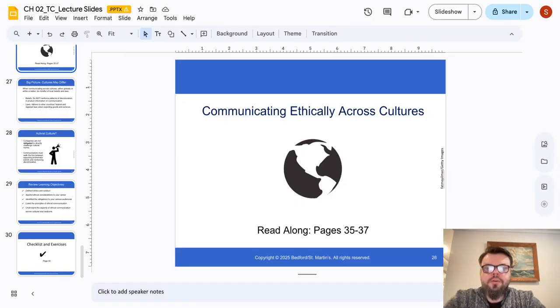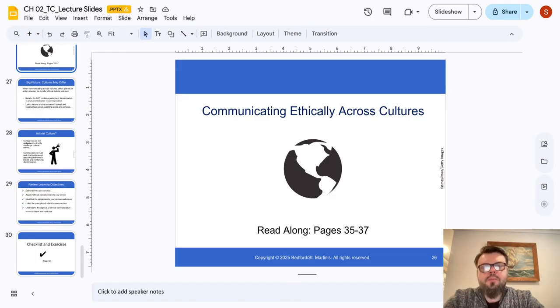This slide introduces one of the most challenging areas of ethical technical communication: working across cultures. When organizations operate internationally, they don't just encounter different languages, they encounter different ethical norms, social expectations, and legal frameworks. What seems normal or acceptable in one culture may be viewed very differently in another.